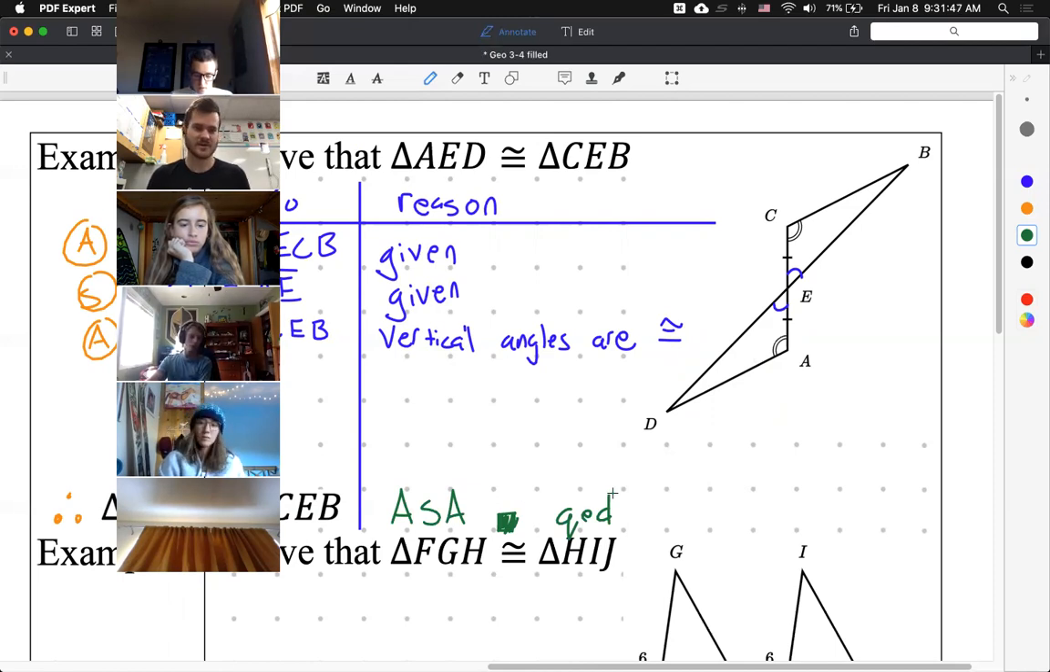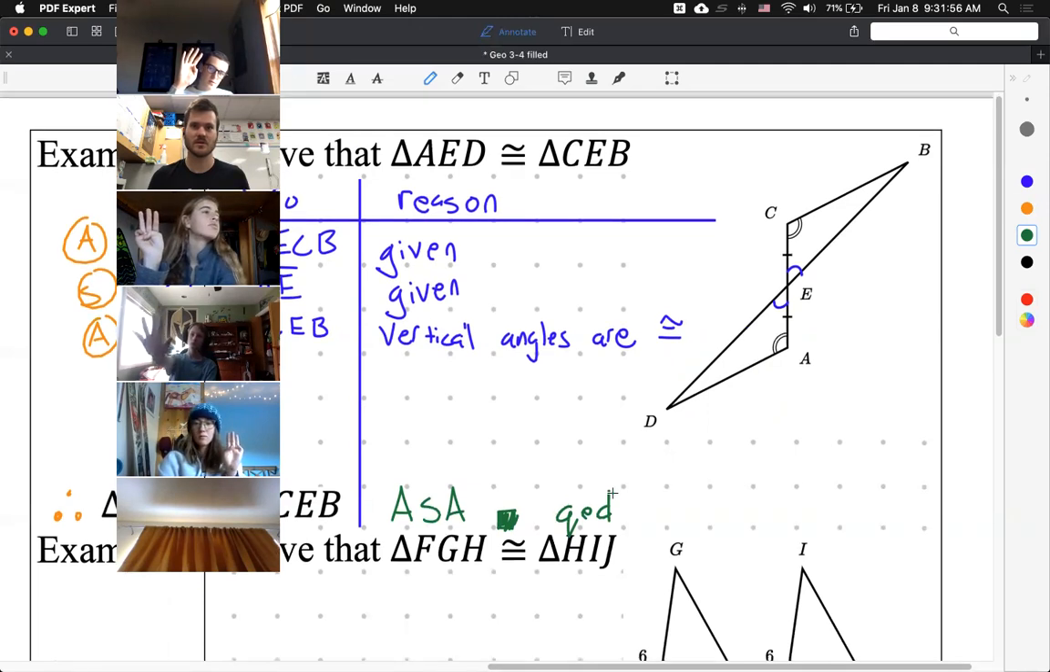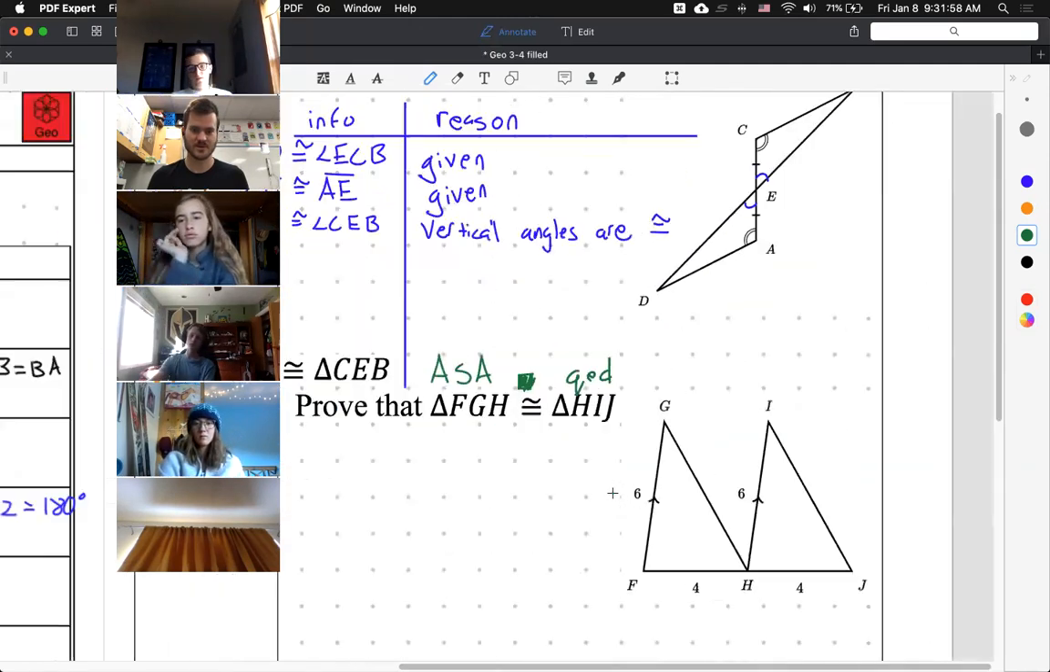Cool. How are we feeling about example number 2, fist of 5? 3, 4, 5, 5. 3, 4, 3. Okay. Two people didn't vote, but I'm assuming you're okay because you didn't speak up.